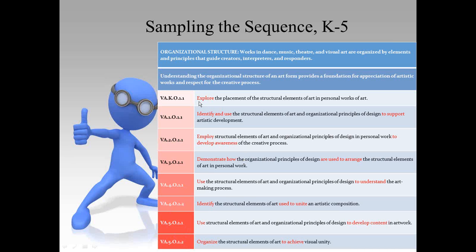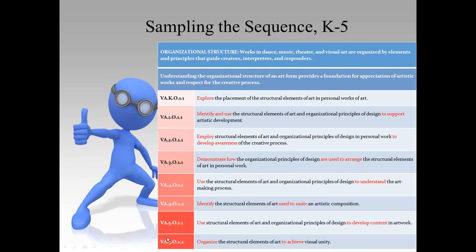So you can see the sequence, and when I created the chart you can see that in kindergarten they simply explore the structural elements. In first grade, they identify them and use them, and they also increase to organizational principles of design, and it's to support something. They employ them in second grade to develop awareness. In third grade, they demonstrate how they're used. In fourth grade, it's broken apart so they can look now to use them as a means of understanding and to identify how they've been used to unite.